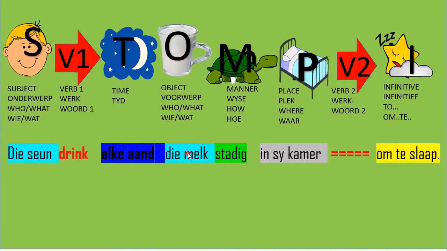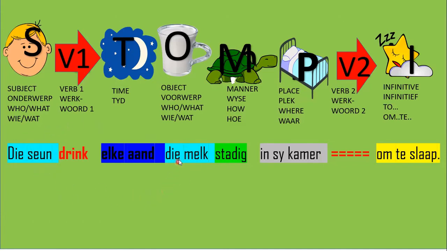We will use this color because hierdie een, the object and the subject, die voorwerp en die onderwerp, they go together. In other words, they are more or less the same thing. Die seun, onderwerp will usually be like a person, so Stompi hierso, and the object will always be like milk or a ball or a this or that, something. Okay, but I made them both light blue. Colors are very important to me. Want kleure, dan verstaan 'n mens en jou brein onthou dit beter.